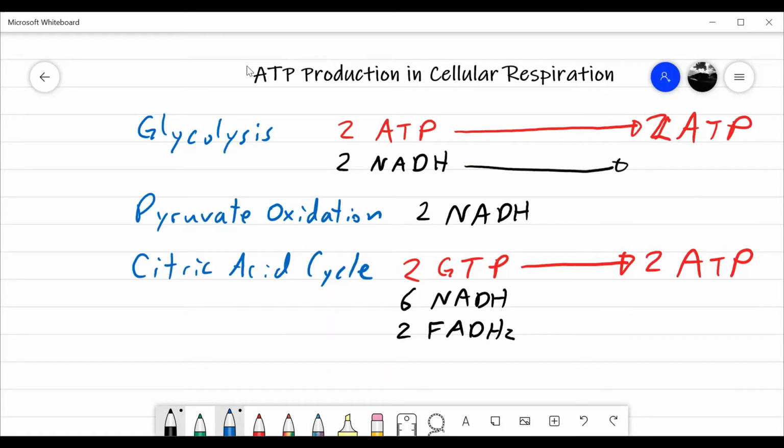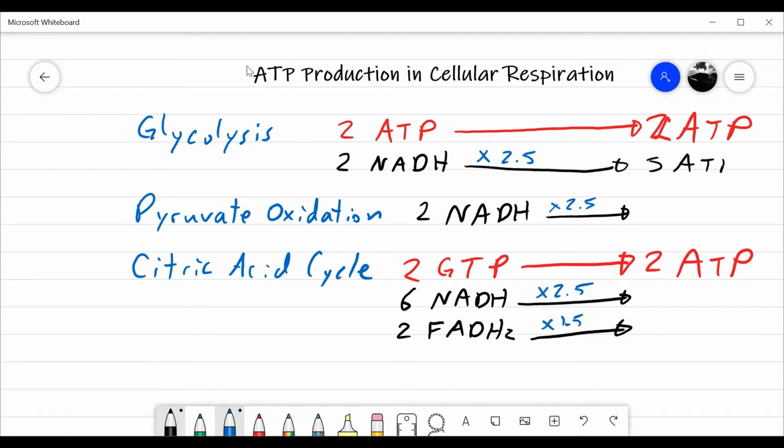Okay, so what does that mean we're getting here? Going back to that formula, remember the formula was that for every NADH, it makes 2.5, so I'm going to multiply all of my NADHs by 2.5, and my FADH2 I'm going to multiply by 1.5. So how many ATP does that make? So 2 times 2.5 is, of course, 5 ATP. 5 here.